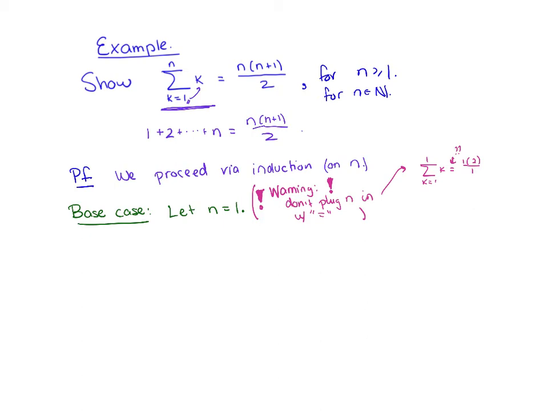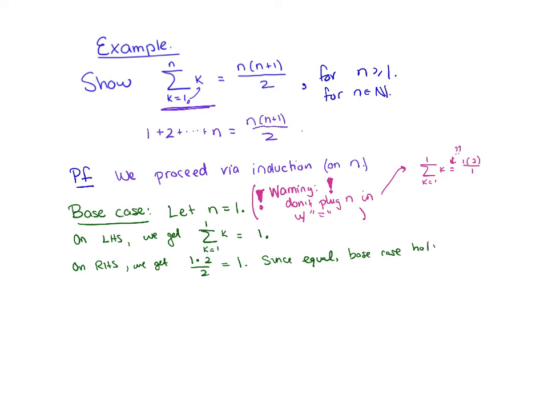So I'm going to say on the left-hand side, and you can use that abbreviation if you want, we get the sum from k equals 1 to 1 of k, which is just 1, because I haven't added anything, there's only one term. And then I'll say what it looks like on the other side as well. On the right-hand side, we get 1 times 2 over 2, which is equal to 1. Since they're equal, the base case holds.